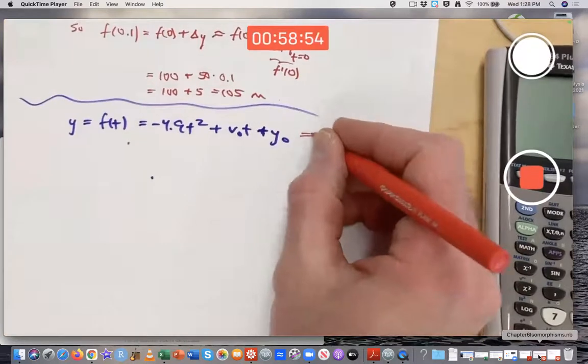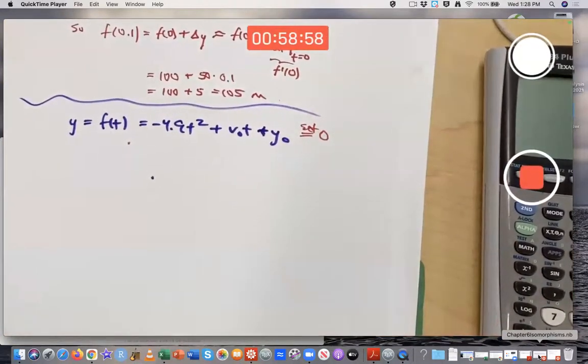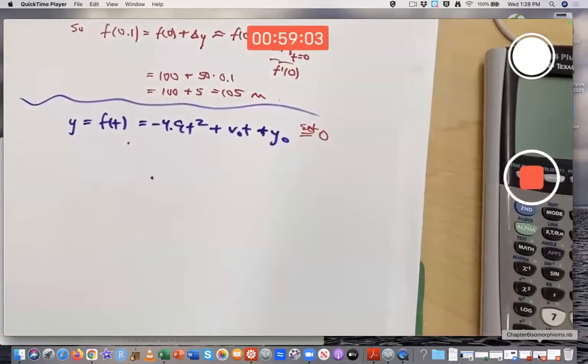I can set this equal to 0 and solve for t. Not by trying to factor this, because it would be too difficult to factor in the general case, but by using the quadratic formula.